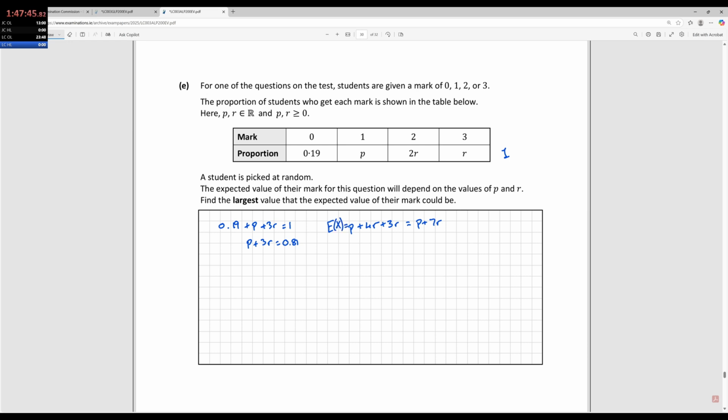Now, basically what I'm going to do is I'm going to say P is equal to 0.81 minus 3R. And then everywhere I see a P, I'm going to put that instead. So I'm going to say that it's 0.81 minus 3R plus 7R now instead. So it'll be 0.81 plus 4R is the expected value.